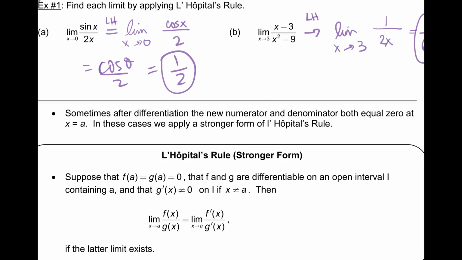Sometimes after differentiation, the new numerator and denominator both equal 0 at x equals a. In these cases, we apply a stronger form of L'Hopital. What do you think the difference is between the first form and the stronger form? It's literally the same formula. The difference is, if there's still an indeterminate form, just do it again.